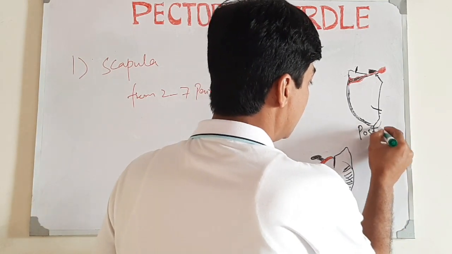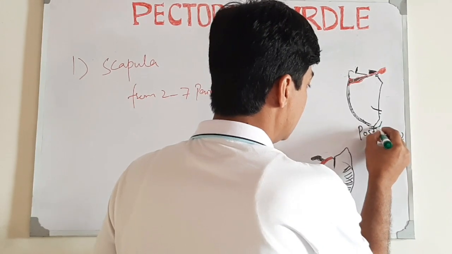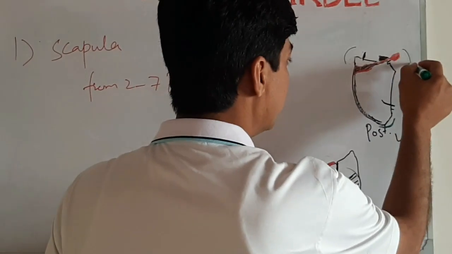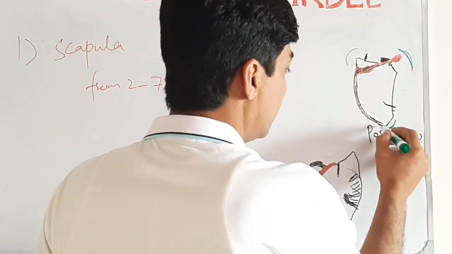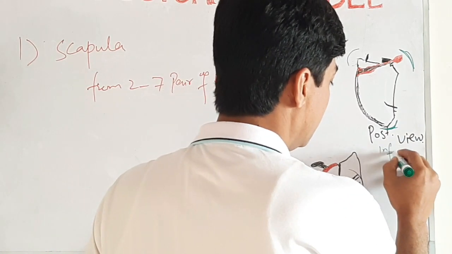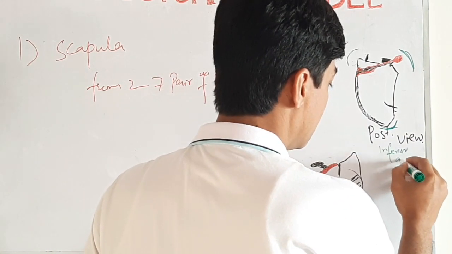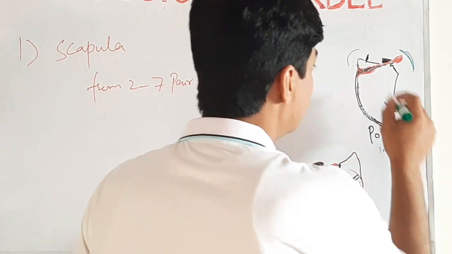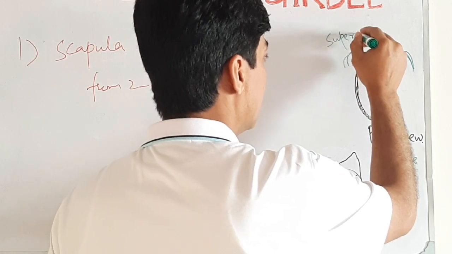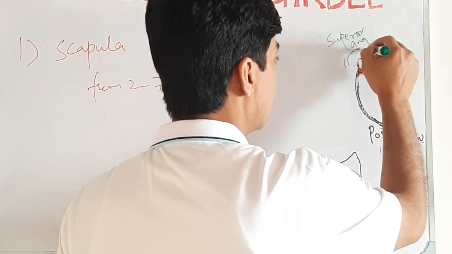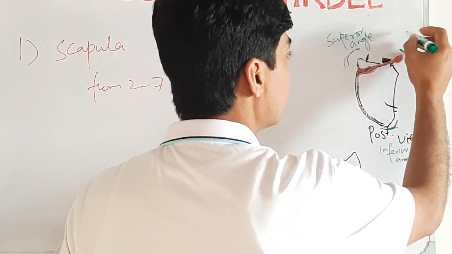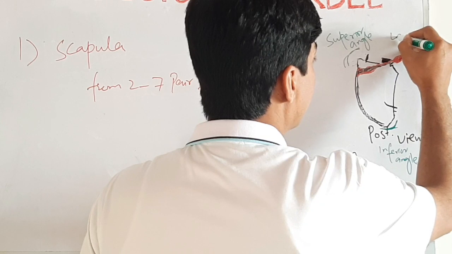This is an angle, this one and this one. This angle is at the inferior side, so it is called the inferior angle. This is the superior angle, and this is the lateral side, so it is called the lateral angle.